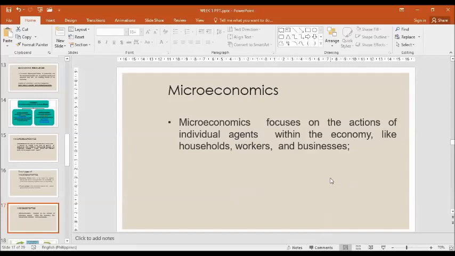Okay. Next we have microeconomics, which focuses on the actions of individual agents. So what are the agents? The three agents that we have: the households, workers or employees, and the businesses or the firms or the companies.